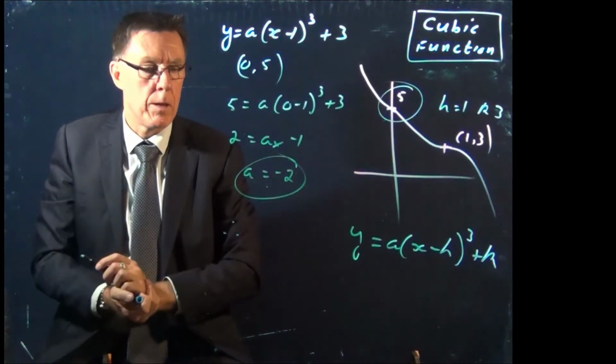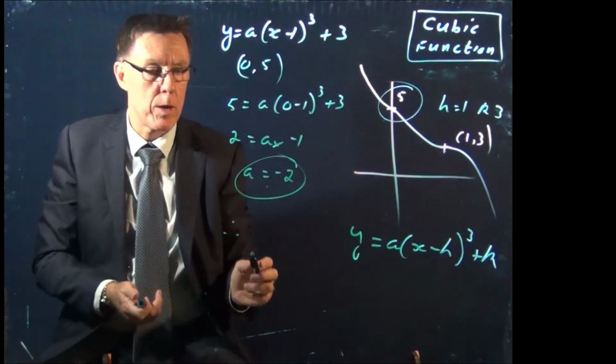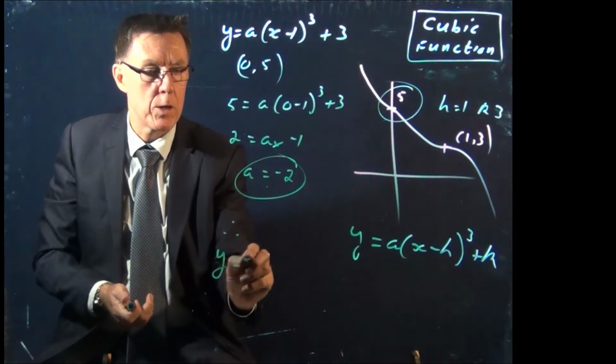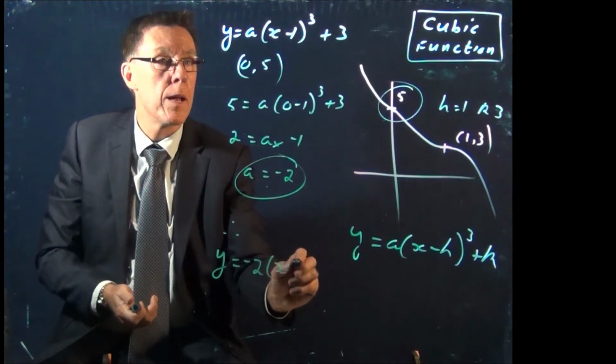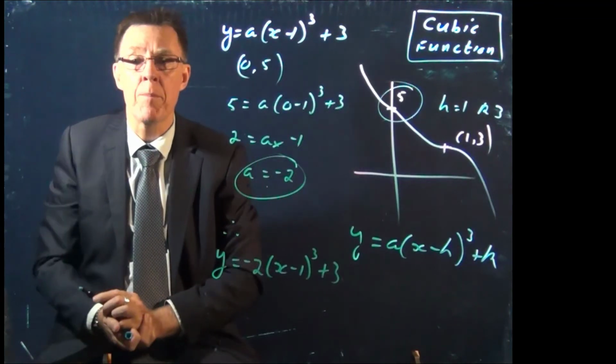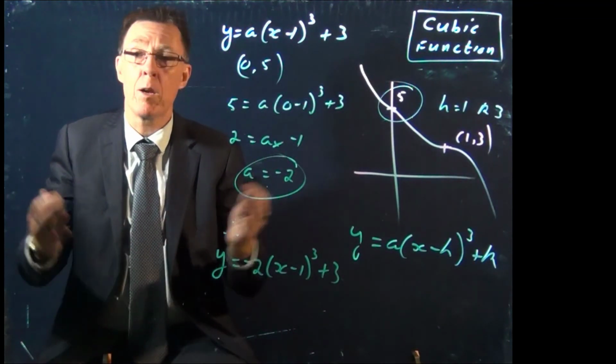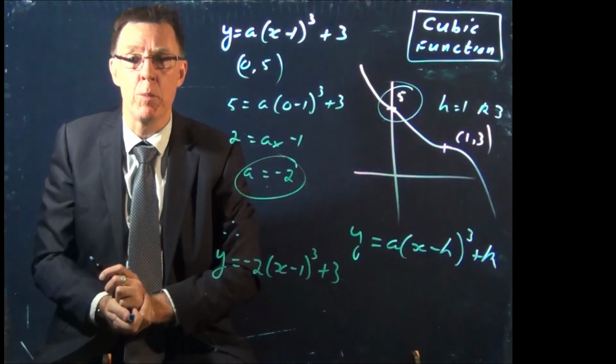So I think the a value should be -2, which agrees with the fact that it's now pointing in the negative direction. So the final function is -2 outside of (x minus 1) all cubed plus 3. And they're the 2 types of cubic problems you're going to come across. So have some practice with them, and I'll see you in class and we'll work on them a little bit more.